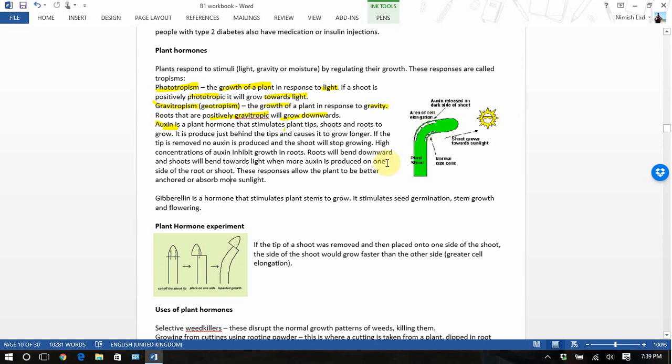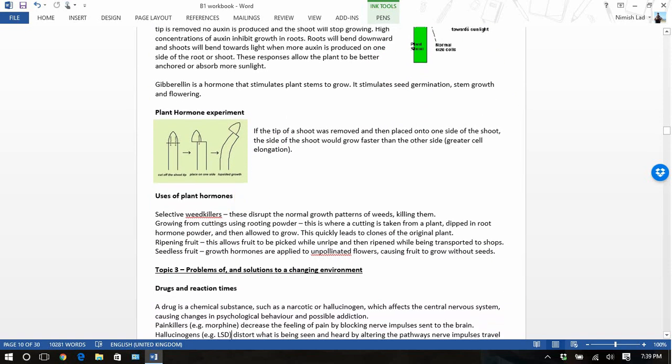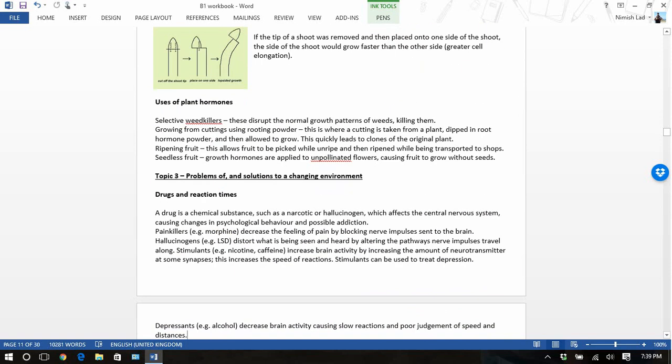If the tip of a shoot was removed and placed on one side of the shoot, the side of the shoot would grow faster than the other side. That's greater cell elongation. You cut the tip off, you place it on one side, that side grows faster because it's getting greater auxins on that side. Okay. So there are uses of plant hormones.